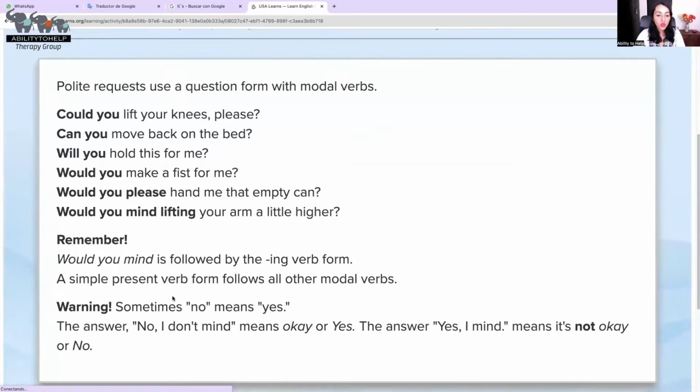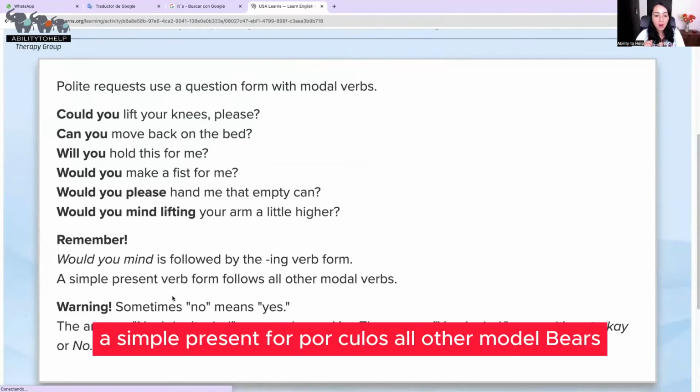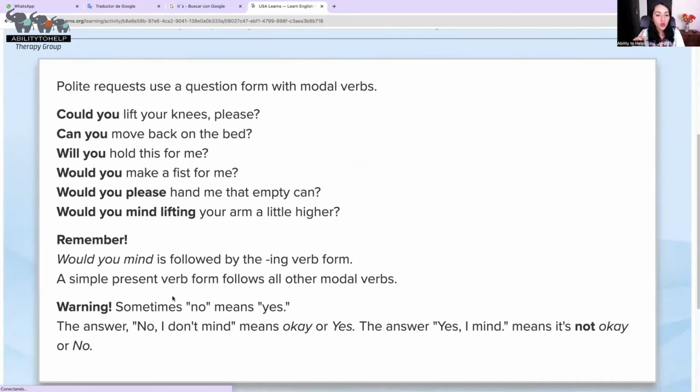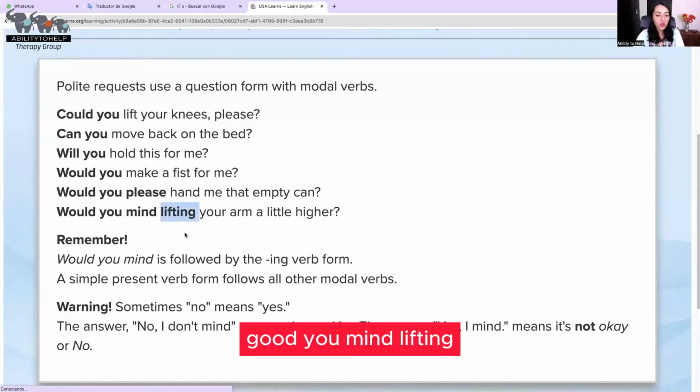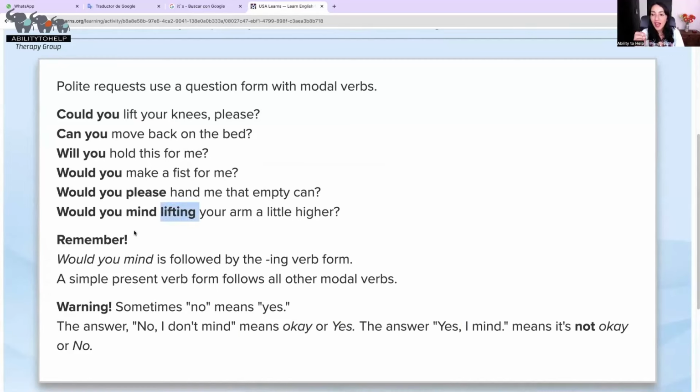Remember, would you mind is followed by the ing verb form. A simple present form follows all other modal verbs. So would you please, would you mind lifting. Look at this, would you mind lifting with ing, but would you please is the normal form of the verb. The second one is with ing, would you mind lifting.